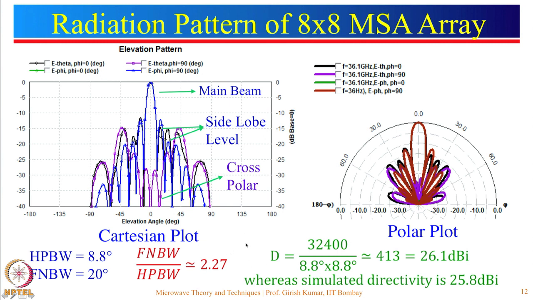Now we can use the directivity expression to find the directivity. See this particular expression, I have used the 32,400 value, which is valid for a larger array. You can see that the 8x8 array is relatively a larger array. So the half power beam width in E and H plane is 8.8 degrees. We substitute that value, and this comes out to be 26.1 dBi, whereas the simulated directivity is 25.8 dBi. So you can see that this very simple calculation predicts the value of the directivity within a very small fraction of error.